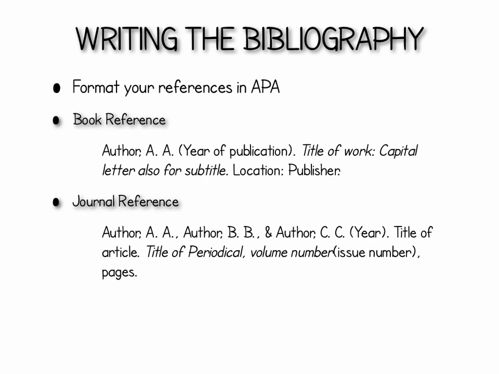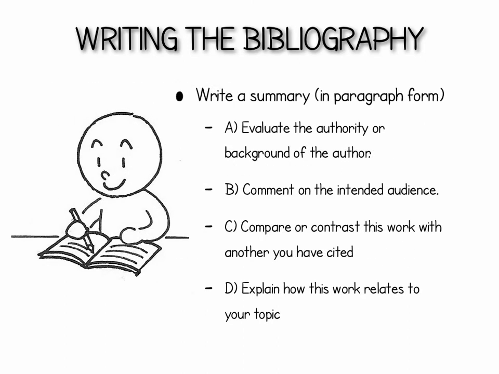Following your proper citation, you'll provide a summary of the article. You'll highlight any important concepts, thoughts, and ideas. You will also follow the assignment guidelines and include all of the following. A, an evaluation of the authority or background of the author. Consider whether or not the author has additional articles, if the author is considered an authority on the subject, and what makes them an authority on the subject.